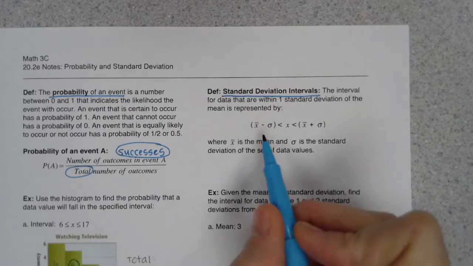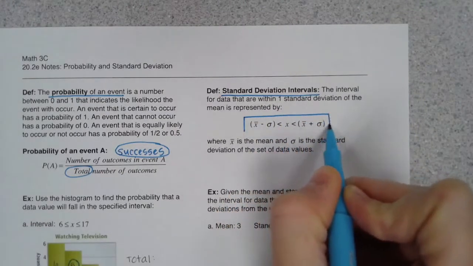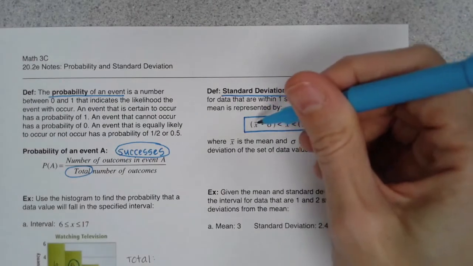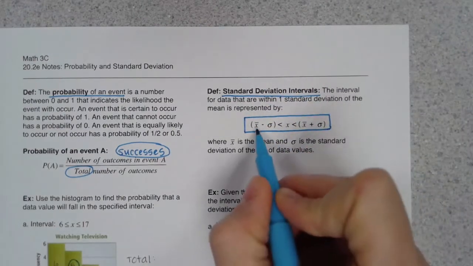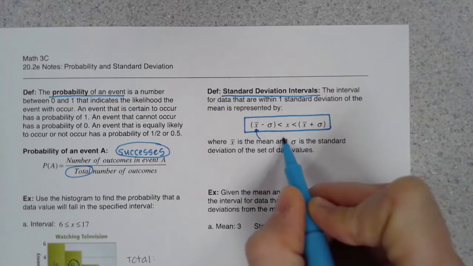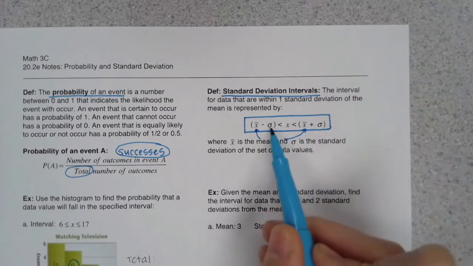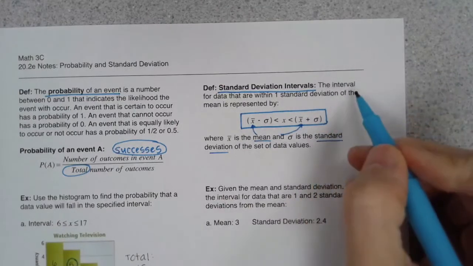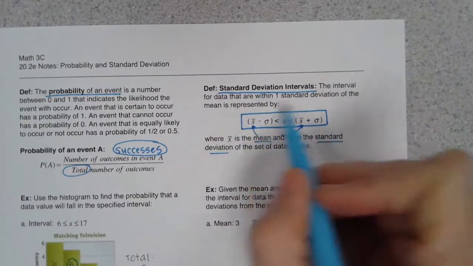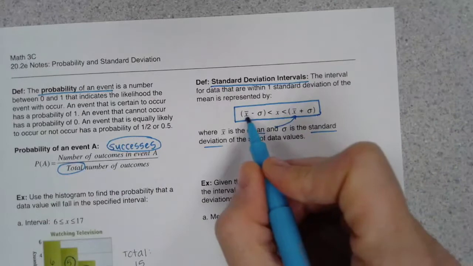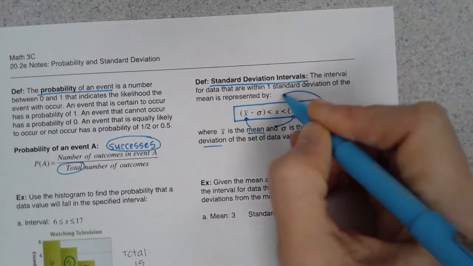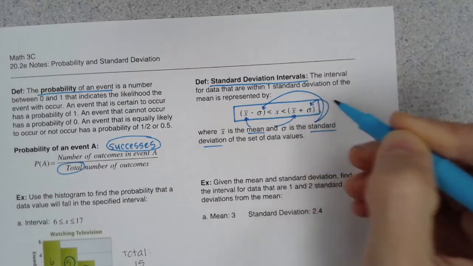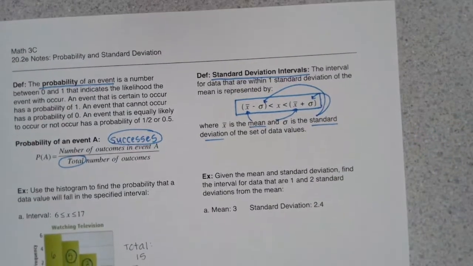And so in this example, you're given a formula here, and it looks pretty complicated, mainly because you don't know what these symbols are yet. So this X bar stands for the mean of the data, and this is the mean, and this is the mean. And then this other symbol right here stands for standard deviation. It says that to figure out the interval for data that are within one standard deviation of the mean, we're going to take the mean and subtract the standard deviation, and then we're going to take the mean and add the standard deviation. So we're going to figure out how spread out the data are from the mean.